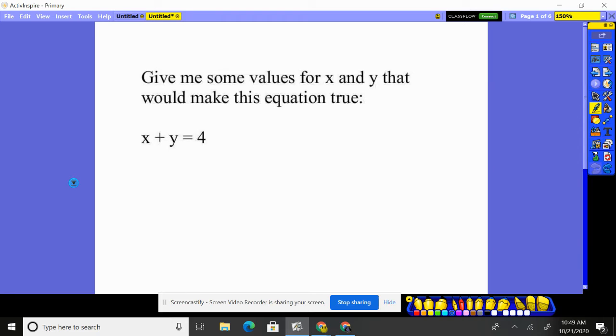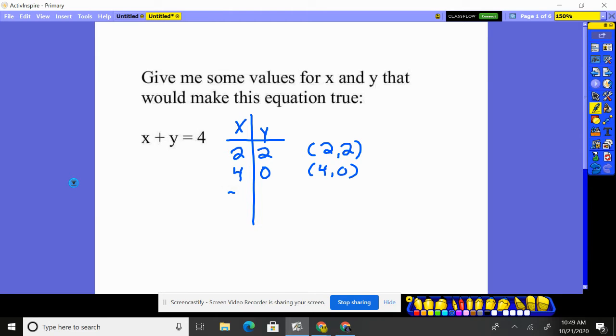Well, we want a way of organizing it or a way of setting it up. To do that, we sometimes make what we call, and we've discussed, the T-chart to plug in points that make it work. So we could say, okay, when x is 2, y is 2. And then we could write that as the ordered pair (2, 2). We could say, what about 4? When x is 4, y would have to be 0. Write it as the ordered pair (4, 0).